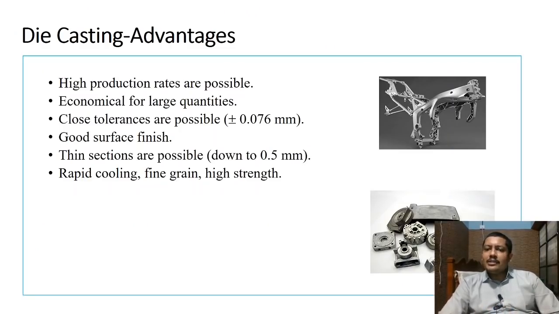So the advantages of die casting: high production rates are possible. It is economical for large quantities. Close tolerances are possible. That is, extremely good tolerances are possible in die casting, which is not possible in the case of sand casting. You will get good surface finish. Thin sections are possible. Rapid cooling is happening in die casting. So the material will end up with fine grain and high strength will result in die cast.